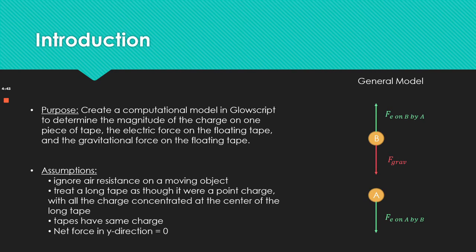For this experiment, we are to assume that the two tapes have the same charge and that they are conceptually point charges. Also, air resistance is ignored, so the only two forces on tape B are gravity and the electric force caused by tape A. The net force in the y direction is 0, so Fe on B by A is equal to F grav.